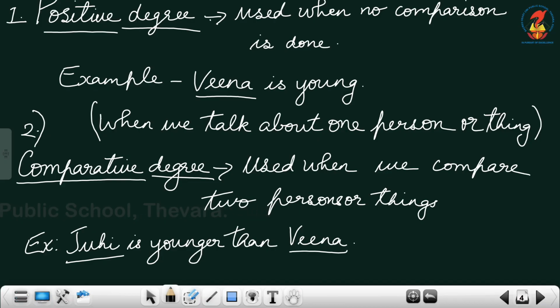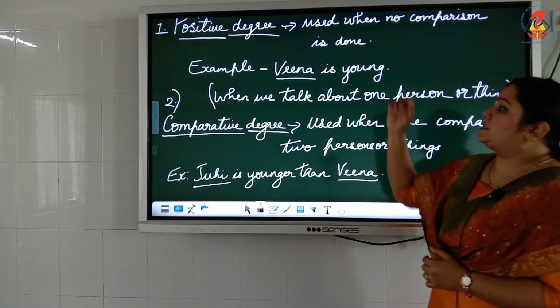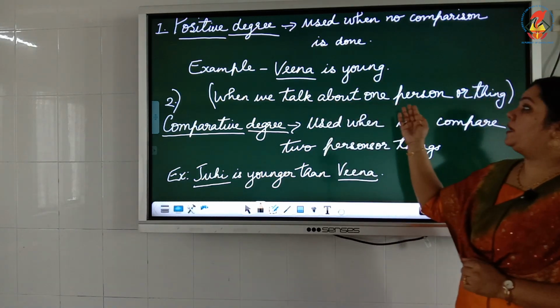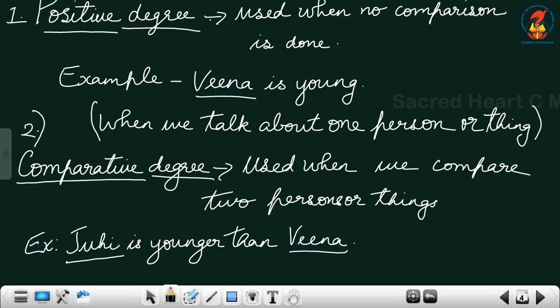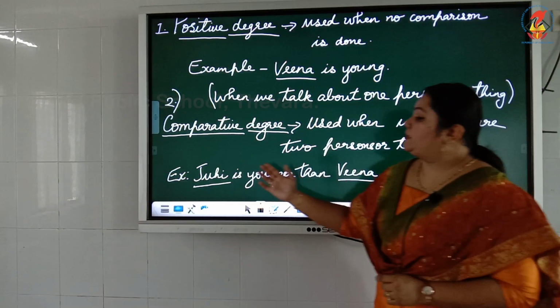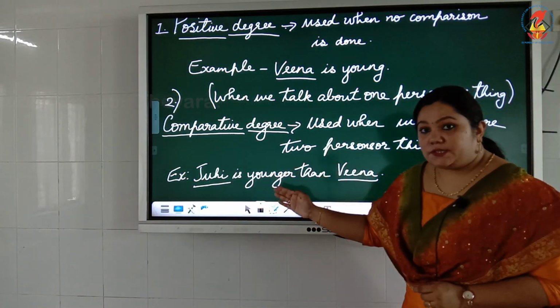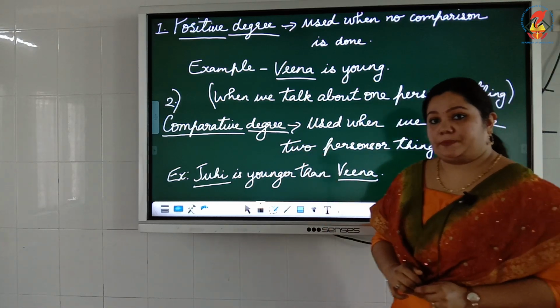See here, positive degree is used when no comparison is made. And look at the example, Veena is young. So we are only talking about Veena, we are saying Veena is young. So this sentence is in the positive degree because we are talking only about one person. And comparative degree, when is comparative degree used? It is used when we compare two persons or things. Look at this sentence, Juhi is younger than Veena. So here we are comparing Juhi and Veena. We are comparing two people and we are saying Juhi is younger than Veena. So this sentence is in the comparative degree of comparison.